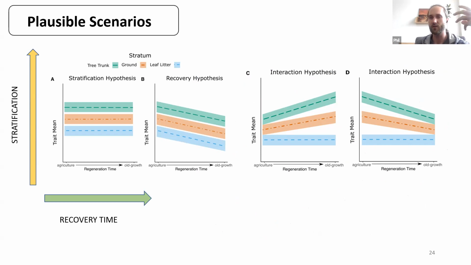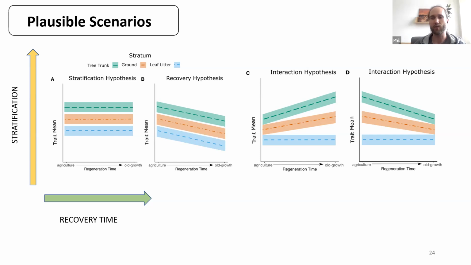Now I collected with 3 different methods, which covers 3 different strata. So I had the winklers for the leaf litter fauna, I had ground sampling for the ground ant fauna, and I had the tree trunk sampling for the tree trunks on every plot. Now, let's just take as an example body size, and say we see that body size is stratified. So this is according to our stratification hypothesis A. We would expect that, for example, the smallest ants are in the leaf litter and the biggest ants are in the trees. And if this functional trait is not shaped by recovery at all, we would just see these straight lines, like in example A.